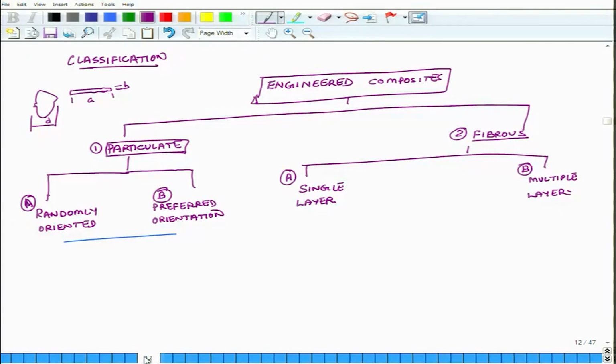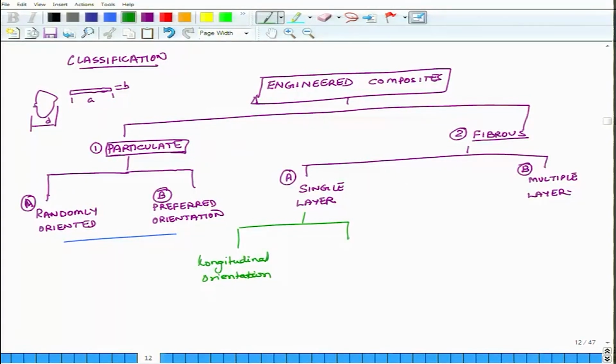Now, these single layer composites, I can again break them into two categories. One is longitudinal orientation. Longitudinal orientation. What does that mean?